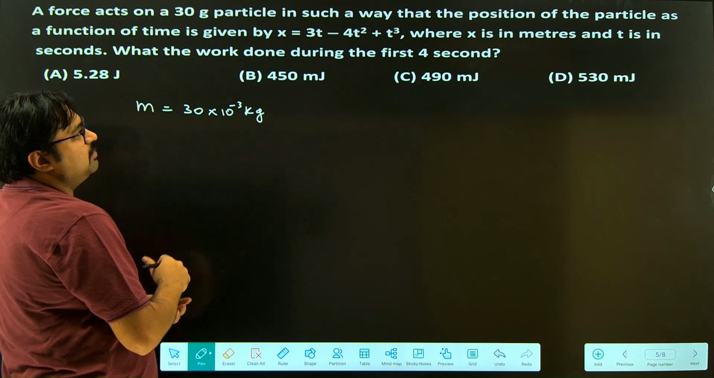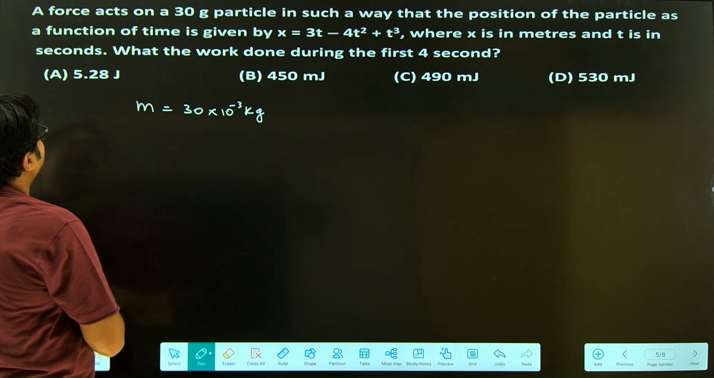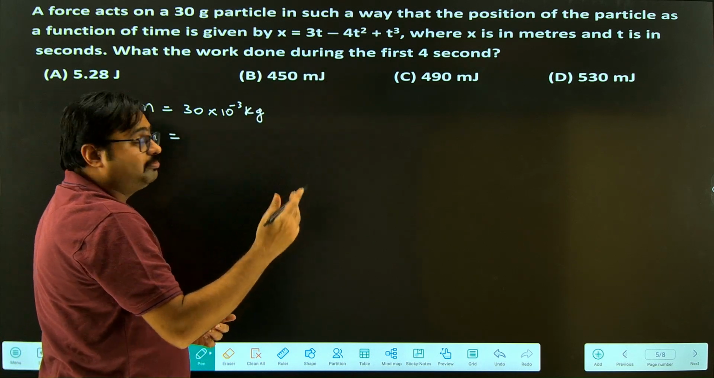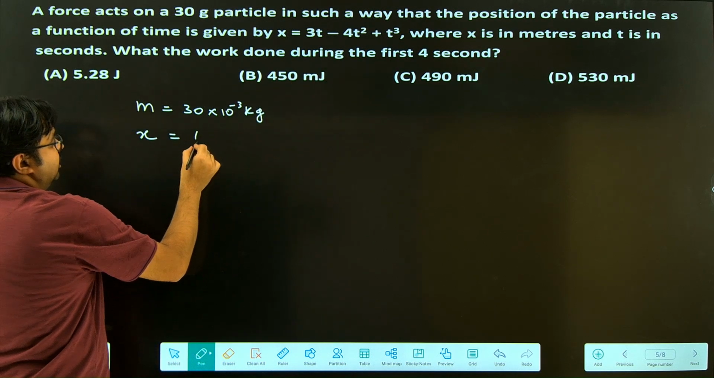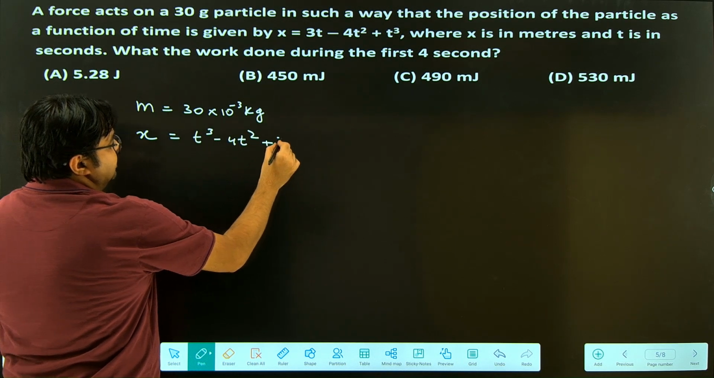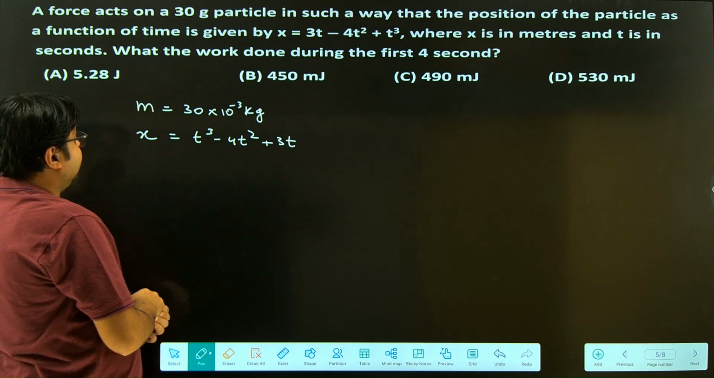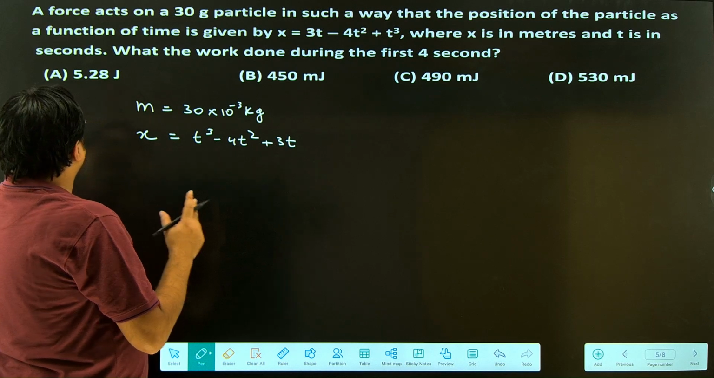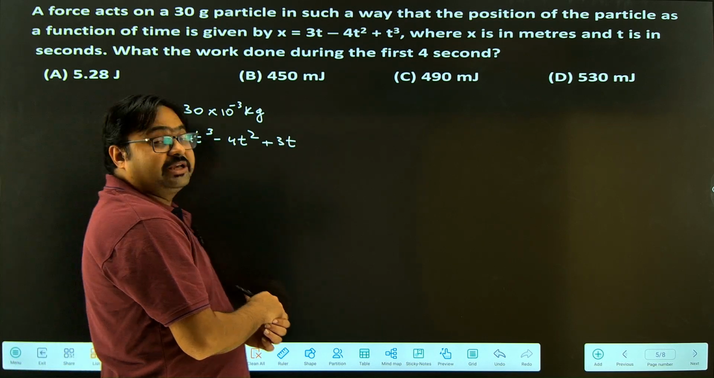The force acts in such a way that the position of the particle as a function of time is given by x equal to, I'll write the higher order terms first, t cube minus 4t square plus 3t. This is the equation for position of the particle, where x is in meter and t is in seconds. What is the work done during the first 4 seconds?